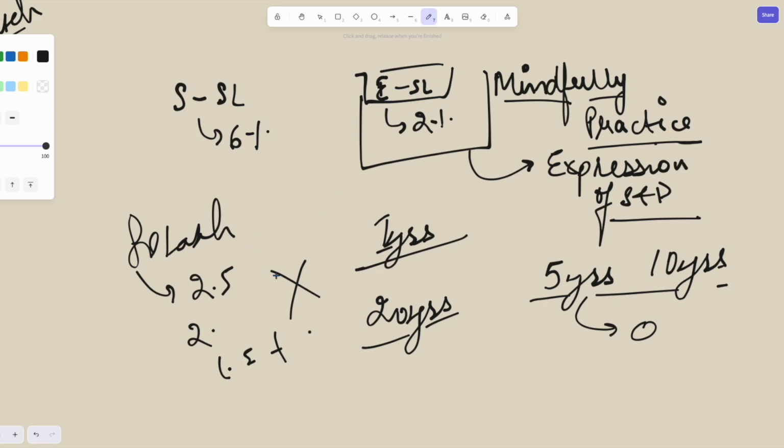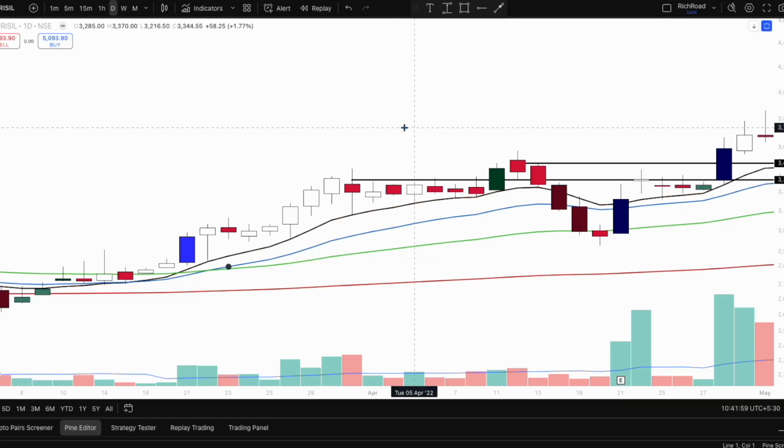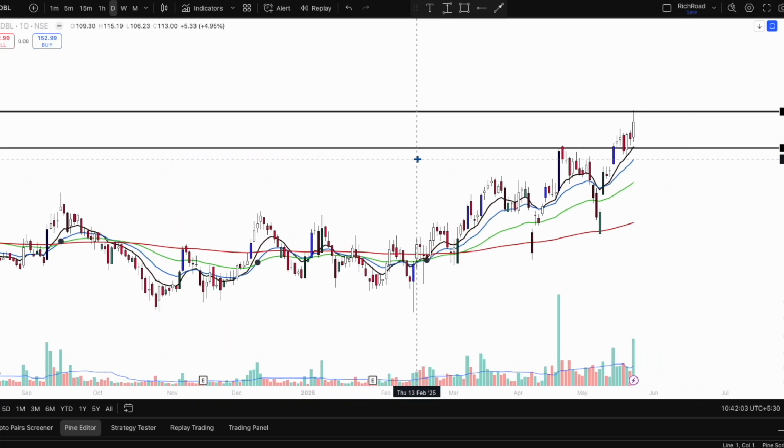That's the key over here. So I don't care about this 2%. It's just that if somebody asks me, I simply tell them this. Otherwise, I know what I'm doing. And that happens with mindful practice. Similarly, something happened again. As I said, it keeps happening again and again.